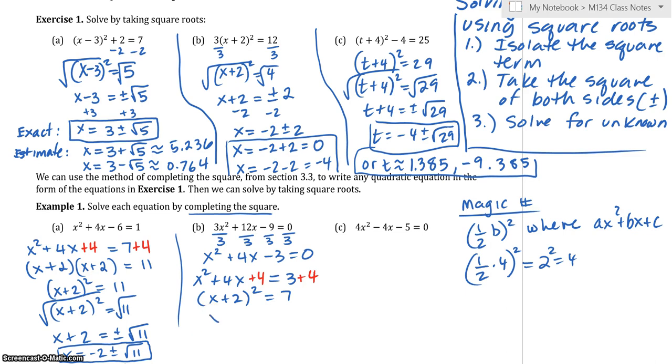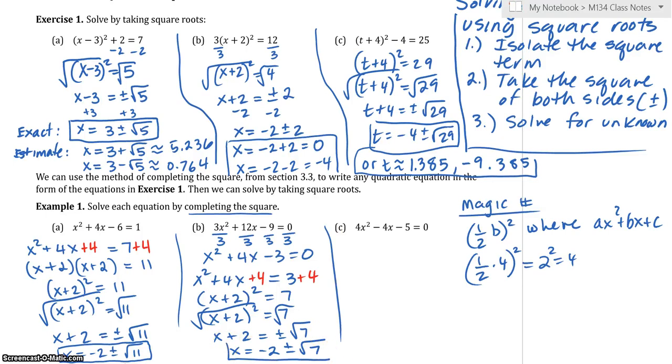Take the square root of both sides. Let me just rewrite this. You get an x plus 2 on the left. On the right, don't forget that plus or minus. And then you get the answer by subtracting 2 from both sides. And that would be the answer to the second one.